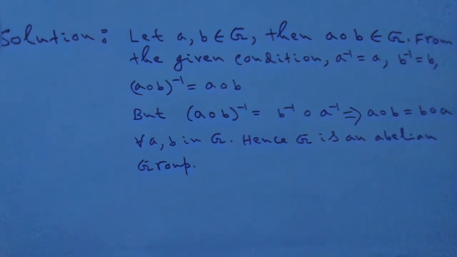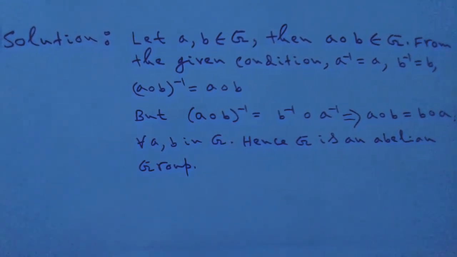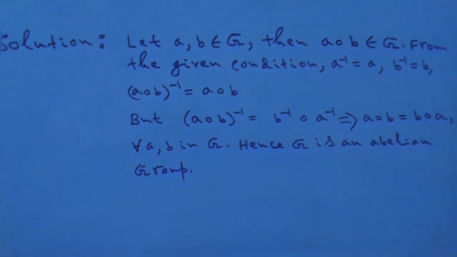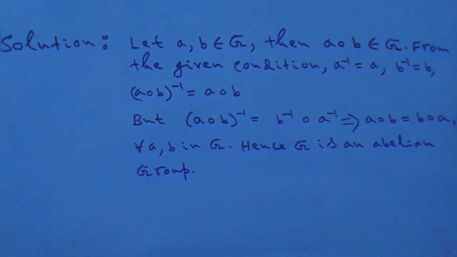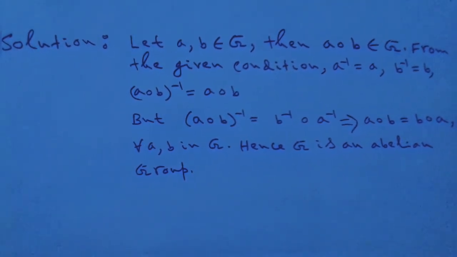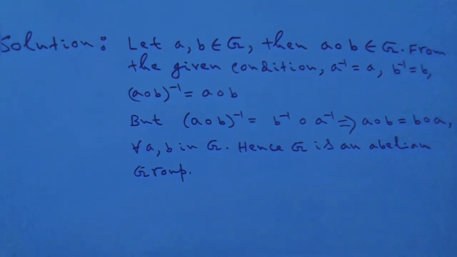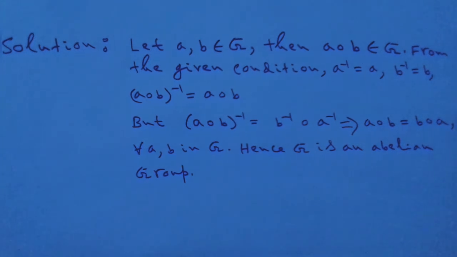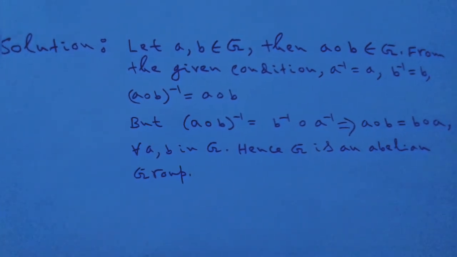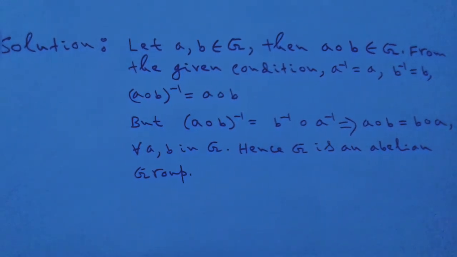Now let's come to the solution. Let A, B belong to G. We have considered already A, B belong to G. Then their composition, that is the group structure, A composition B belongs to G, where composition is the operational sign in G. And then the given condition: A inverse equals A and B inverse equals B. Then we can say that (A composition B) whole inverse, using this given condition, equals A composition B.